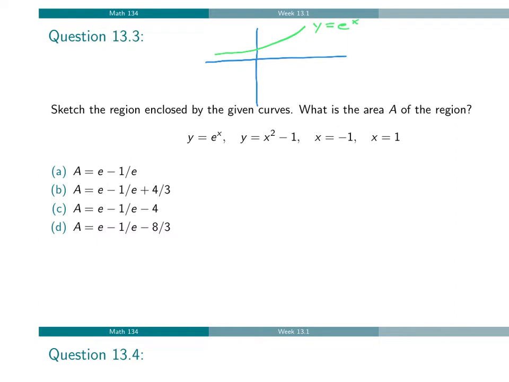And then my lower curve is my regular parabola, but it's been bumped down by 1 unit. So it looks something like this. This is my y equals x squared minus 1. And then I have some vertical lines. One of them is at -1. So there's my x equals -1. And then another one is at +1, x equals +1.